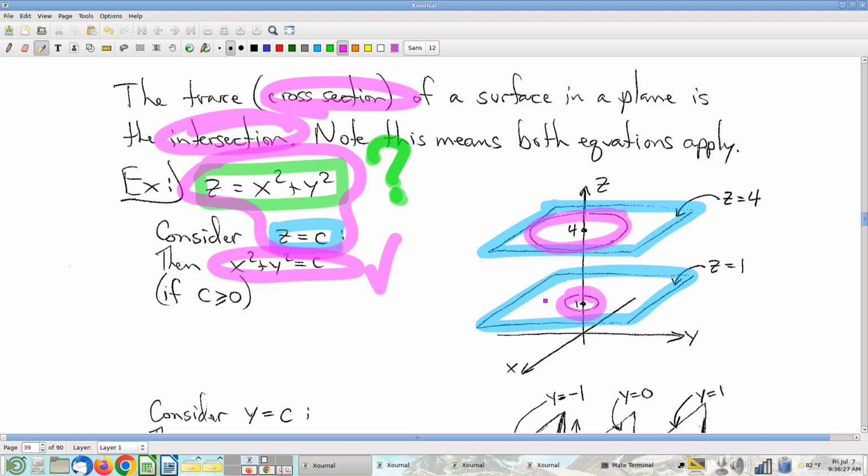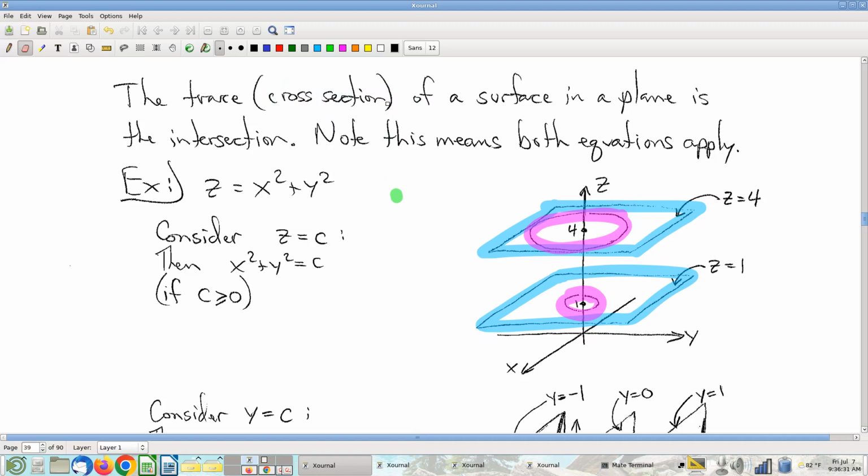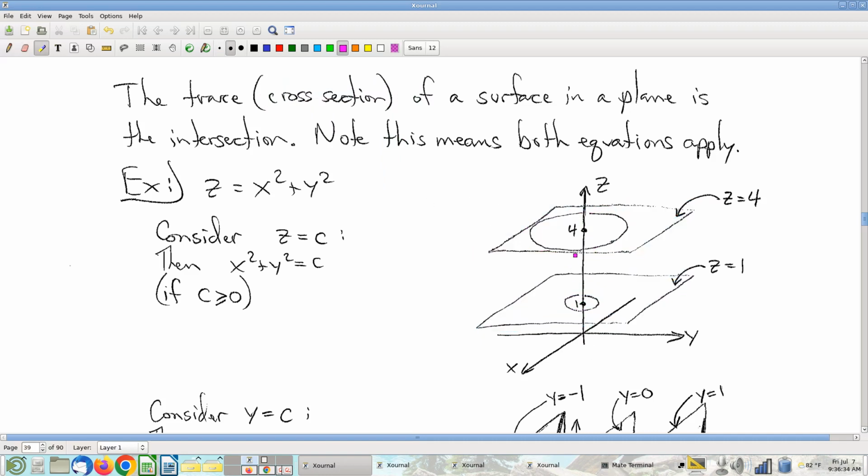That makes sense to everybody? Okay. So that's the big idea. It's called a cross-section. Some people call this a trace. I like the word cross-section. I think it's more relatable, sort of real world.